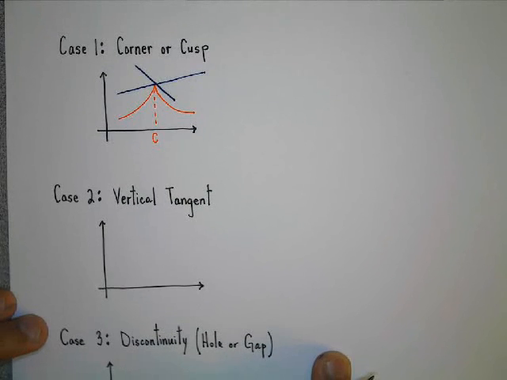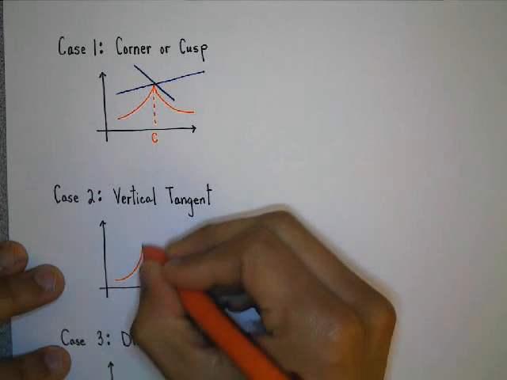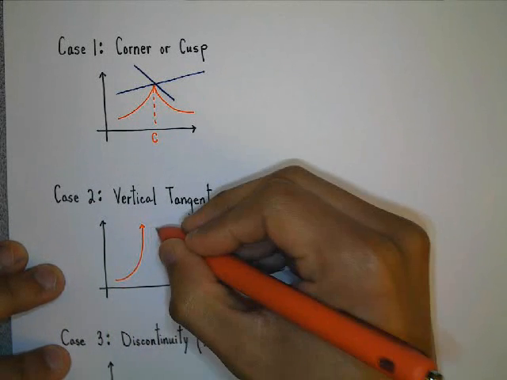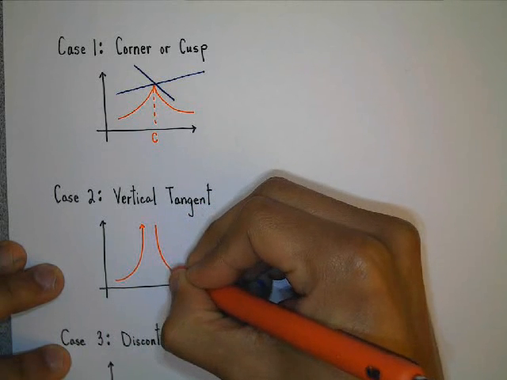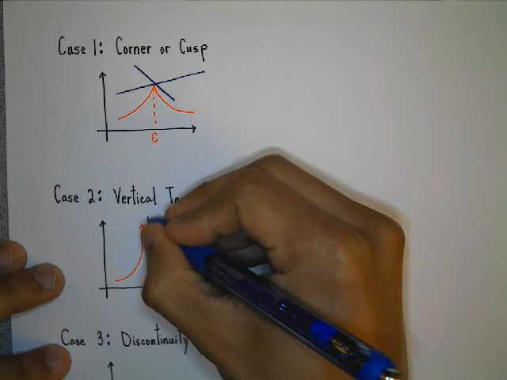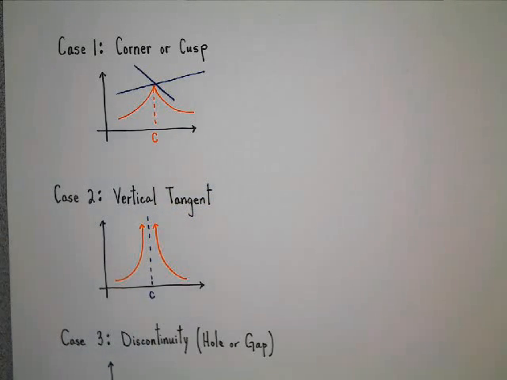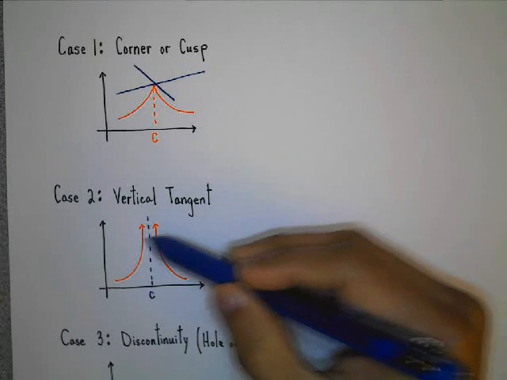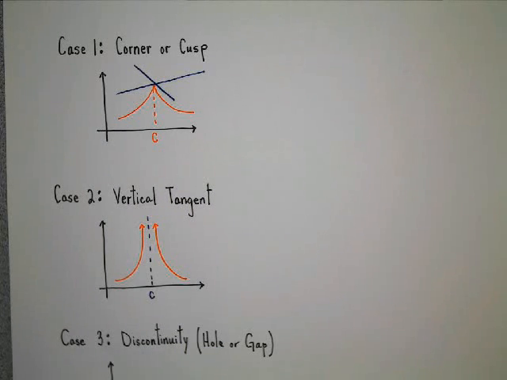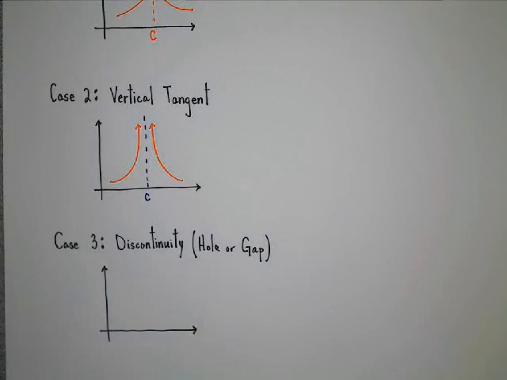Case number two would be a vertical tangent. So again, let's say that we have a graph that does something like this. It shoots up, and then we have another part of the graph that comes back down. But at this point, let's call this a vertical asymptote. We'll call that C. So at C, notice that this graph doesn't even exist, so therefore the derivative would not exist there either.